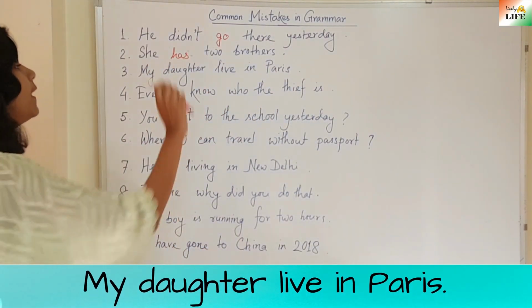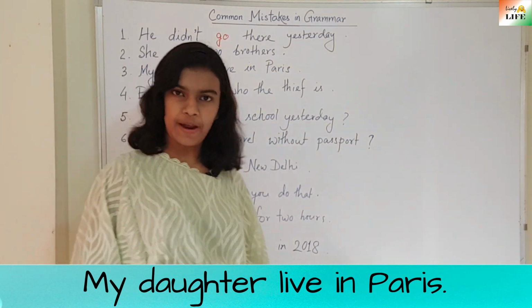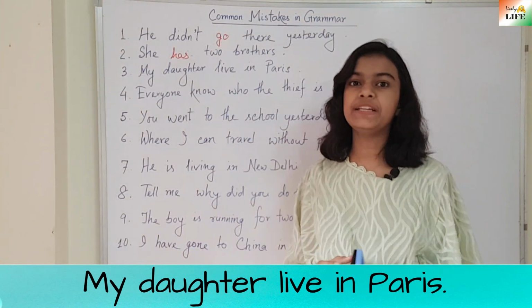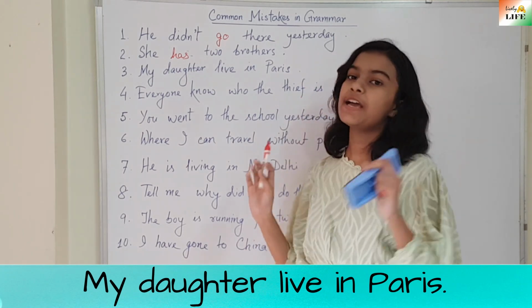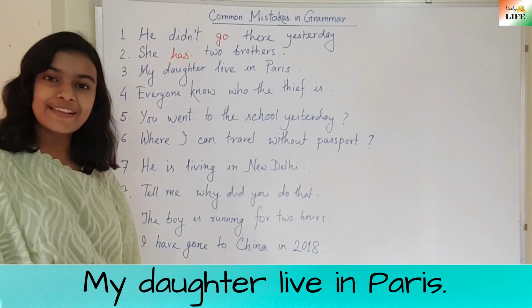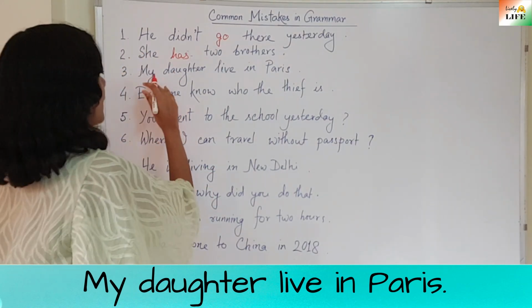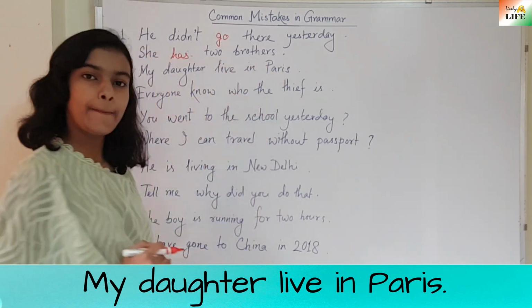My daughter live in Paris. It sounds like a completely correct sentence, but here there is one mistake. So what is the mistake here? Can you guess it? Here it is just like the second one. My daughter live in Paris.